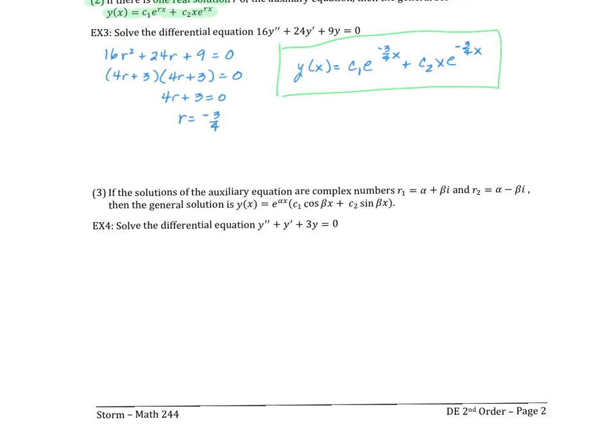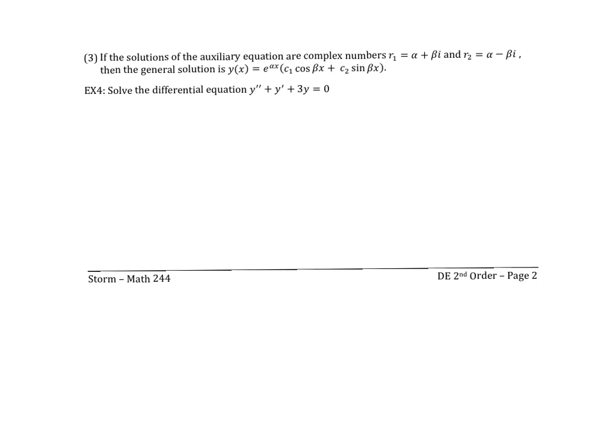And now we'll look at that third condition. The third condition is when you have complex solutions. So that would be where our auxiliary equation has complex numbers r sub 1. And here, instead of using the a and b, because we already used a, b, and c for our differential equation, so I can't use a and b again. So instead, we're going to use the Greek letters alpha, beta. So if one solution is alpha plus beta i, and the other solution is alpha minus beta i, these would be our two complex solutions. Remember, i is just your imaginary number. So in that case, the general solution y of x is going to be e to the alpha x times c sub 1 cosine beta x plus c sub 2 sine beta x.